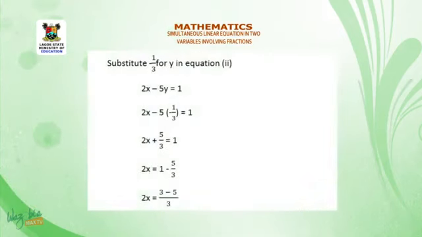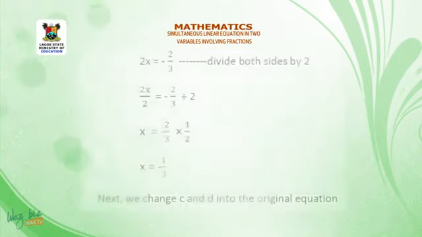Substitute minus 1 over 3 for y in equation 2. 2x minus 5y is equal to 1. 2x minus 5 brackets minus 1 over 3 is equal to 1. 2x plus 5 over 3 is equal to 1. 2x is equal to 1 minus 5 over 3. 2x is equal to 3 minus 5 over 3. 2x is equal to minus 2 over 3.